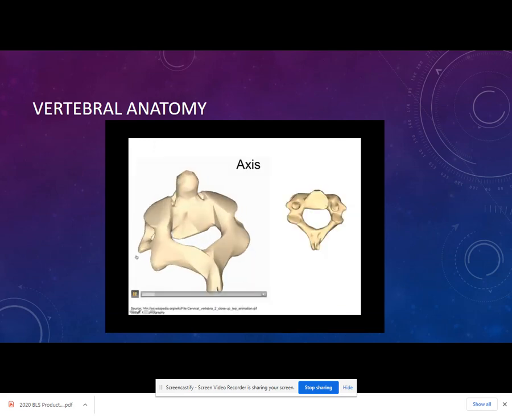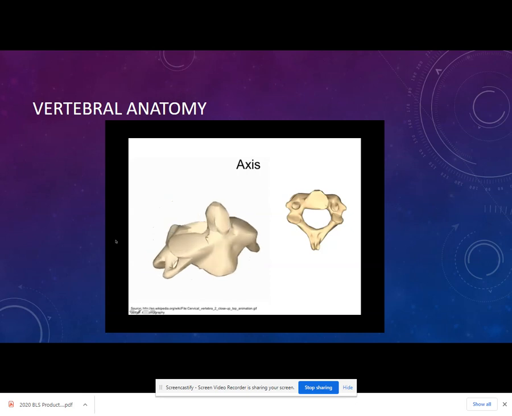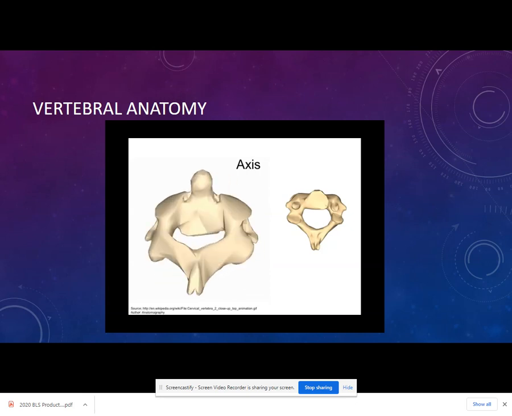In this animation here, we can see different aspects of the axis, or C2. The axis is similar to all of the other cervical vertebrae, with the exception of this large prominence which projects superiorly. This is called the dens. From an inferior view, this picture here on the right, we can see the body of the axis, and we can also easily see the transverse foramen within this as well. Posteriorly, in this particular vertebrae, we can also see the spinous process is bifid, where it splits into 2. All the other characteristics of this particular vertebrae are similar to C3 to C7.